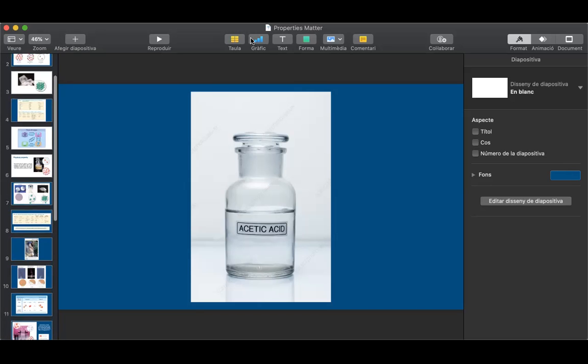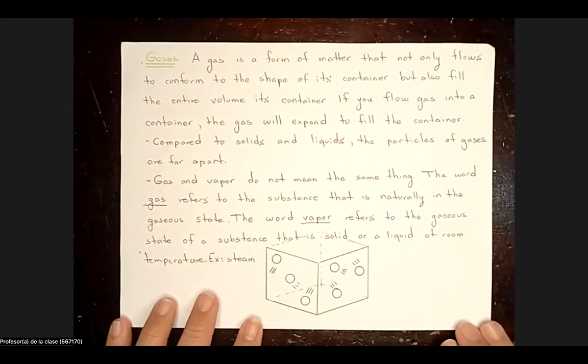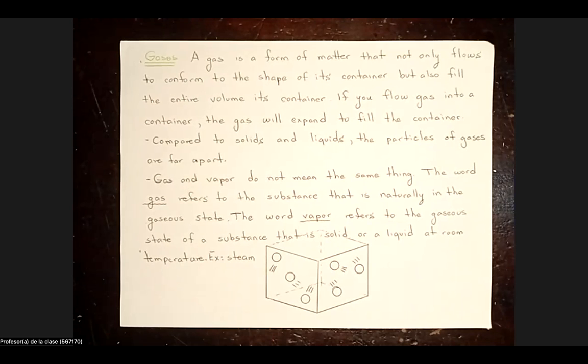And the last one that we're going to talk about is the gas state. A gas is a form of matter that not only flows to conform to the shape of its container, but also fills the entire volume of its container. So if you flow gas into a container, the gas will expand to fill the container. Let's look at the animation.